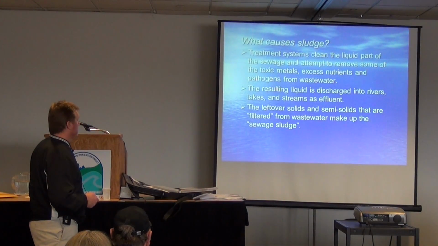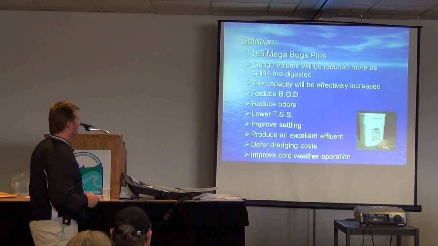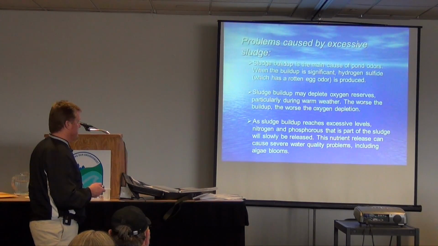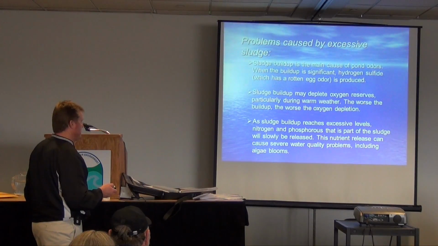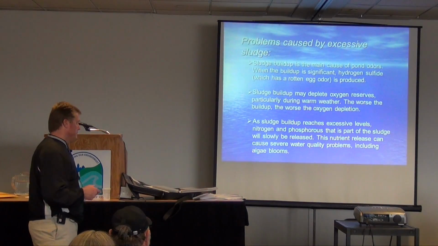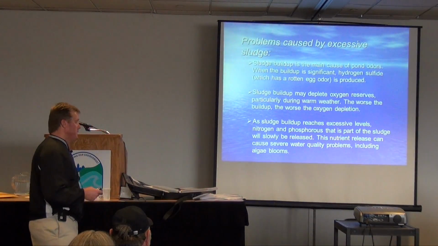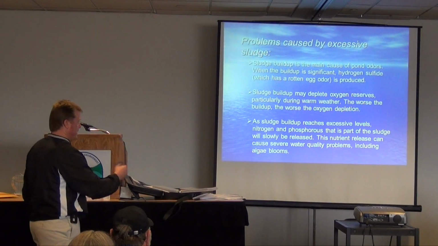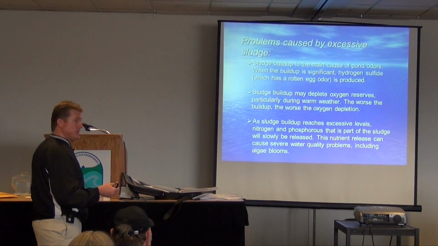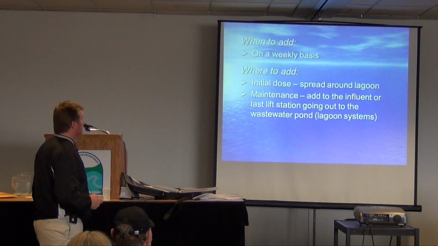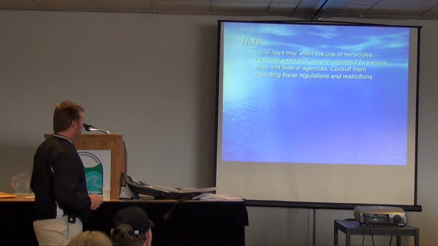Flood control, I'm not going to spend a lot of time on this, but one point to make is that as sludge builds up in your pond and reaches excessive levels, the nitrogen and phosphorus that are part of the sludge will slowly be released, and this will contribute to water quality problems, algae blooms, things like that. So there is a cause and effect between sludge accumulation in ponds and the availability of nutrients for algae and other weeds to grow on. I'll keep moving here.